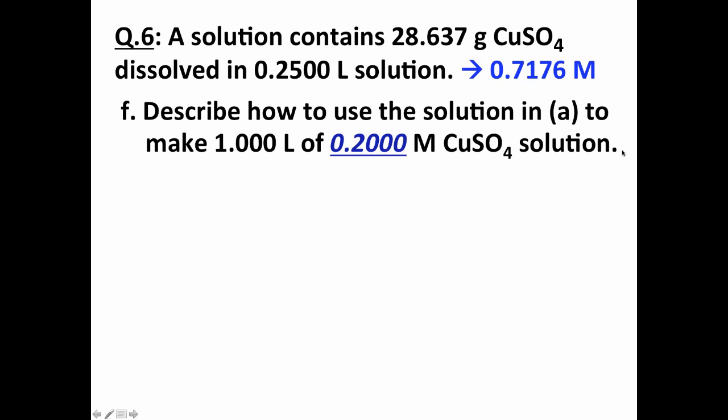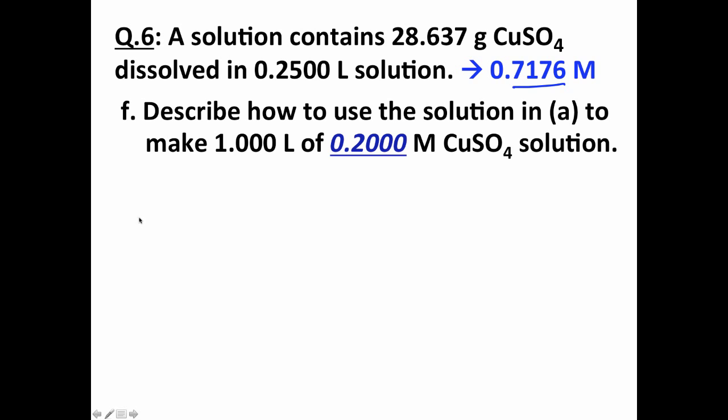Last part on this problem is we have a solution that we've talked about before. It's 0.7176 molar, and we would like to use this solution to make 1 liter of a 0.200 molar copper sulfate solution. Notice that this is more dilute than our starting 0.7176 molar solution. And as seen previously, there's a couple different ways to go about this.